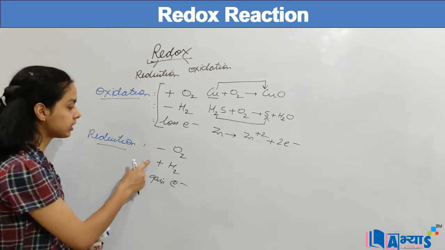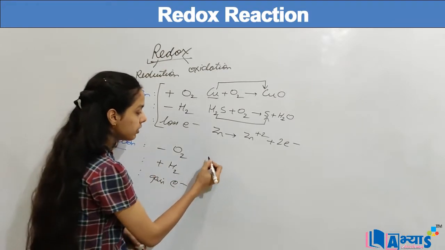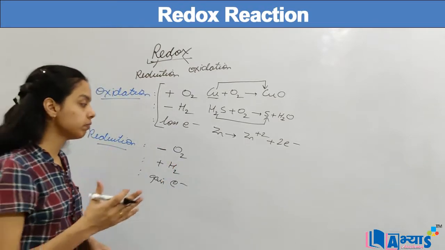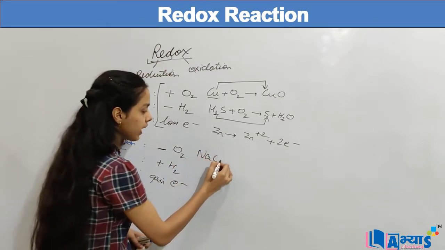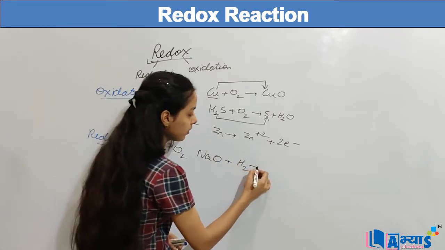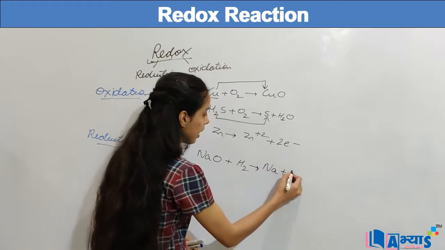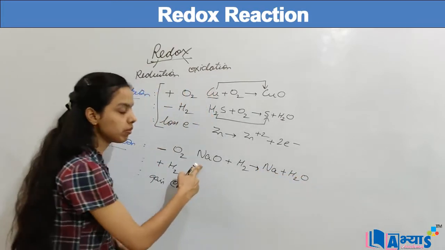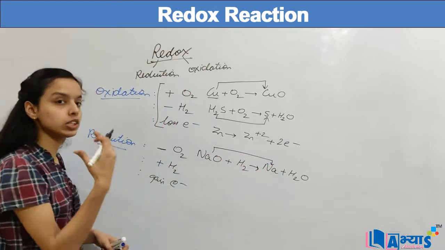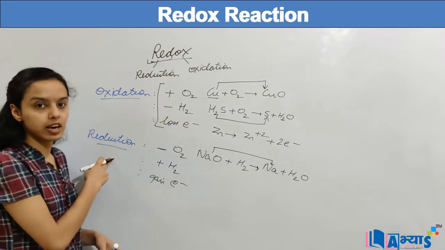So let us discuss the examples of reduction also. Now when I have sodium oxide reacting with hydrogen, I will get sodium and H2O. So sodium oxide will now result in sodium. That means there is removal of oxygen. Removal of oxygen means there is reduction.